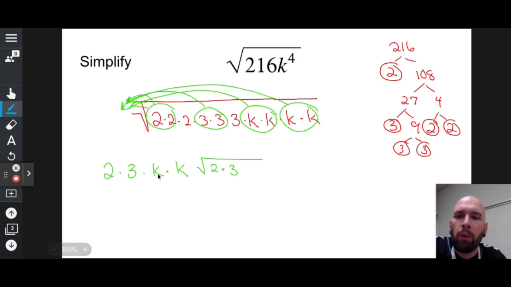Simplify everything. 2 times 3 times k times k is 6k squared. 2 times 3 is 6. And I just simplified that square root. Pretty easy, huh? I like these. These are fun. I'm having a good time.